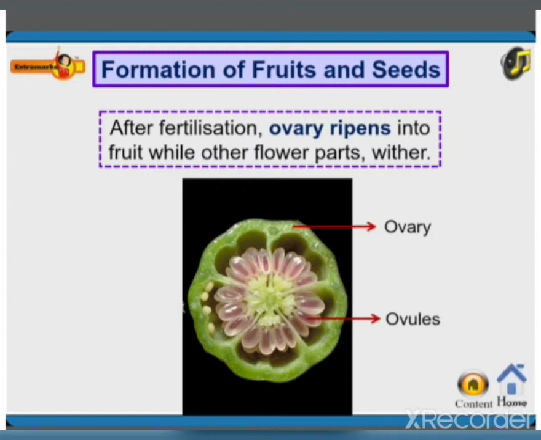Let us discuss what happens after fertilization. After fertilization, the ovary ripens into fruit, while other flower parts wither.